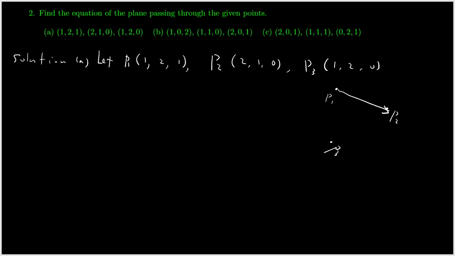Passing through 2 points P1, P2, you have a vector. The vector with the initial point of P1 and the terminal point of P2, right? The other vector has the initial point of P1 and terminal point of P3. Of course, the choice of the two vectors could be different. So you have another vector, P1, P3.